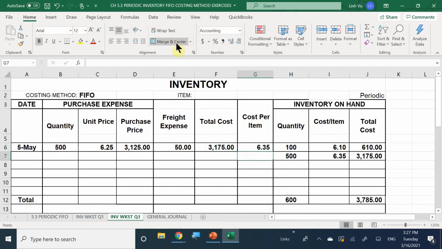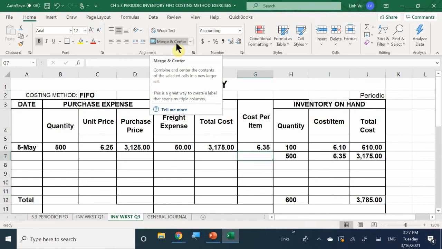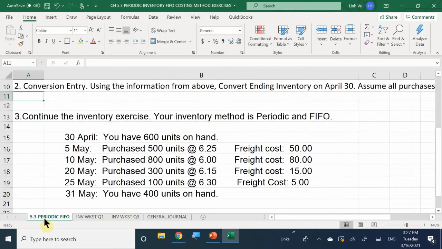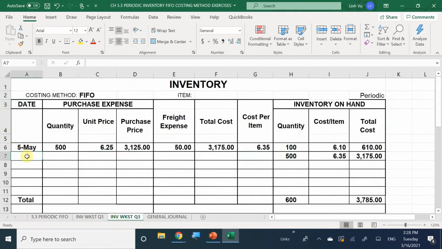$6.35. Yes, good. This is the same exact one that we saw from the previous one, but this time, obviously, the date's different. I made the same purchase of batches, and the price didn't change, so I just bought the same amount. Okay, so there you go, $6.35. So that's your first batch of inventory that you've purchased, right? Okay. So now let's take a look at the scenario. What happened on May 10? You bought 800 units at $6 each with a freight cost of 80. Good. So here on May 10, purchase 800 items at $6 with a freight of 80.